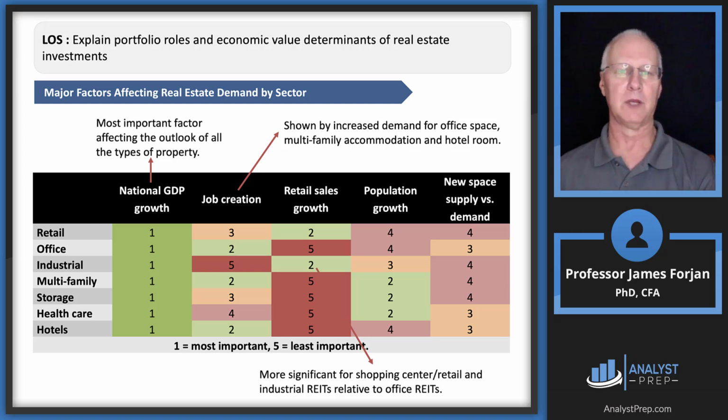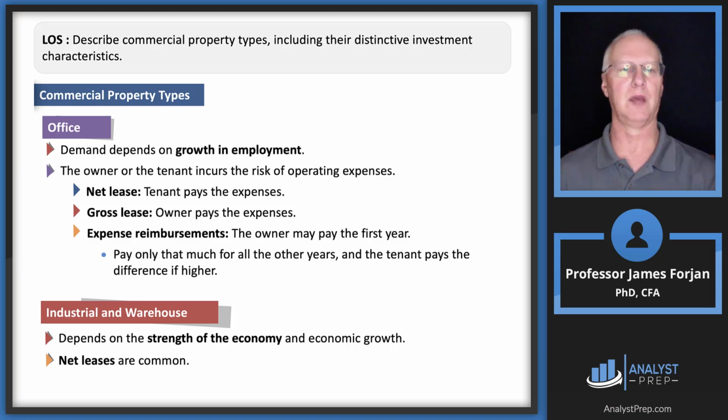And then it's probably good to memorize the other end of the extreme, retail sales growth. Notice that most of those are fives, with the exception of shopping centers and maybe retail centers. And then notice there's a bunch of 2s, 3s, and 4s in there. Those probably don't lend themselves to be great exam questions. So if you remember job creation, population growth, and supply and demand for new space, those are somewhere in the middle. You could probably answer a question on the exam.